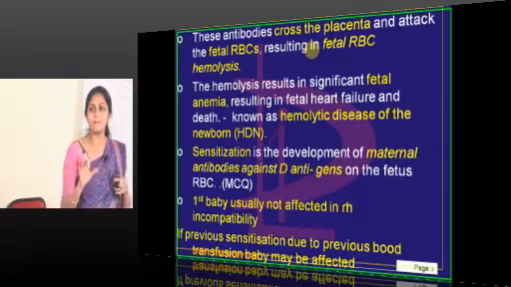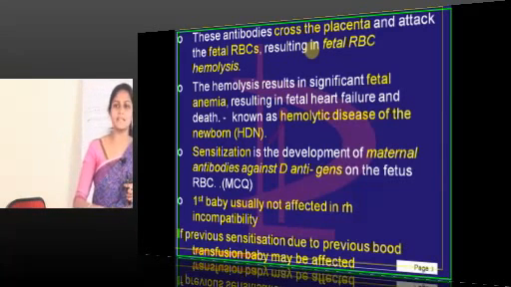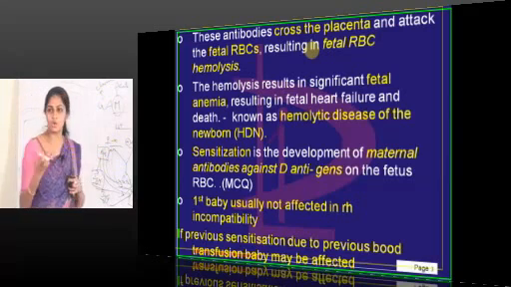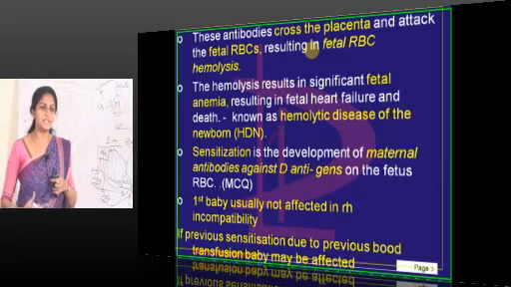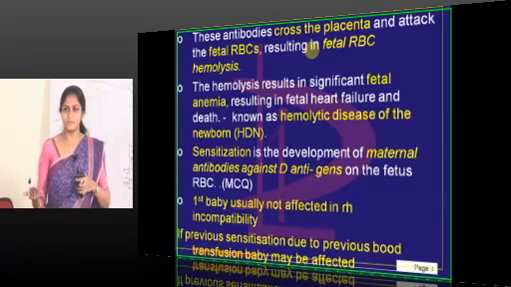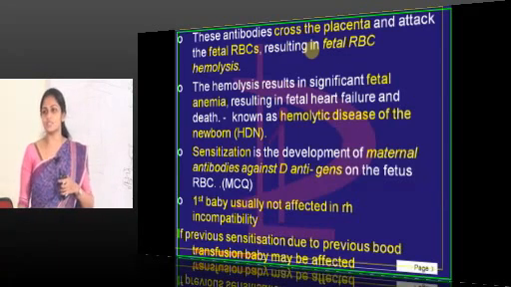Exactly. Suppose the mother has had any prior transfusions of Rh positive blood. So the antibodies might already have been produced in the mother. Now the fetus is going to create a secondary reaction. So which antibodies are produced? IgG. So even the first fetus is going to get affected.